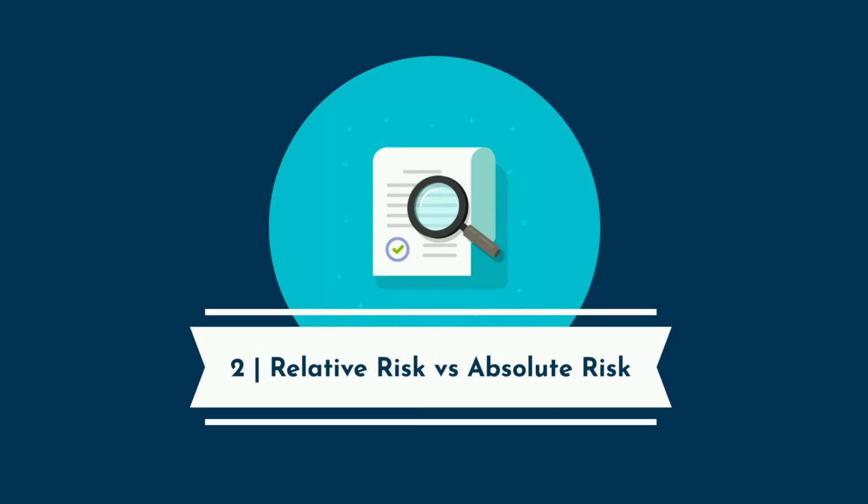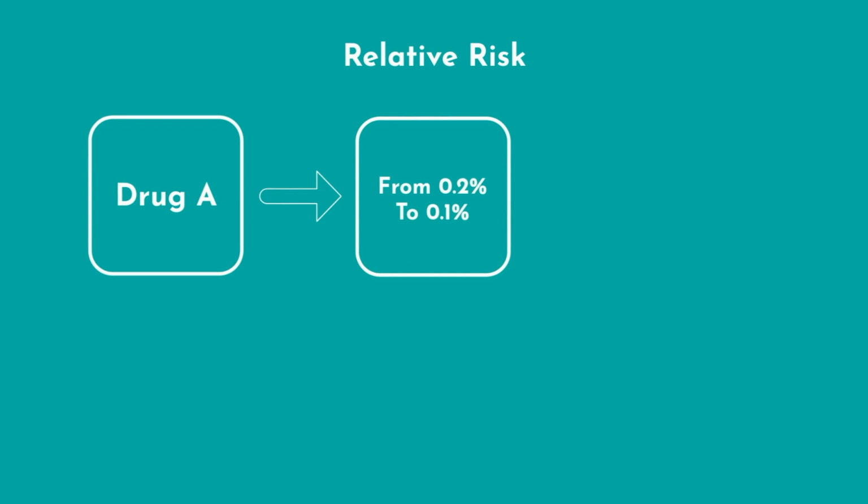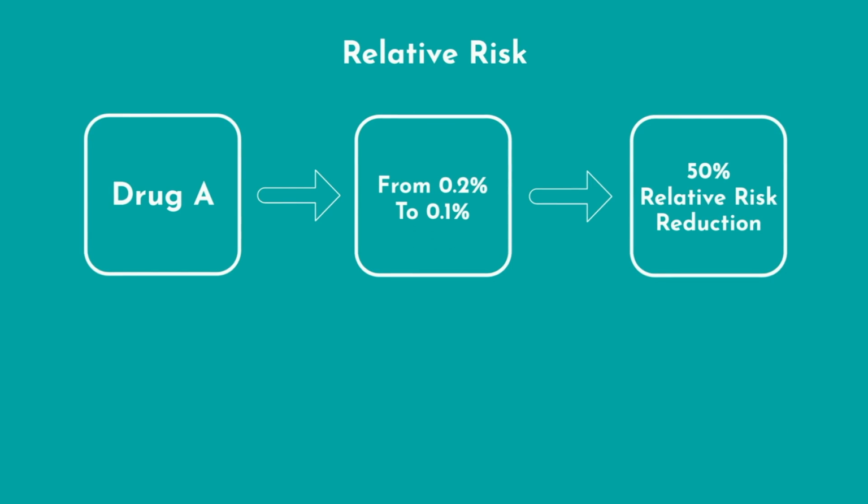To better understand the strengths and weaknesses of any particular research study, we'll need to explore statistics. Don't worry, we're going to keep this basic, nothing too crazy. Relative risk, in its simplest terms, is the relative difference in risk between two groups. If a certain drug decreases the risk of colon cancer from 0.2% to 0.1%, that's a 50% relative risk reduction. Decreasing the initial risk, 0.2%, by half gives you a risk of 0.1%.